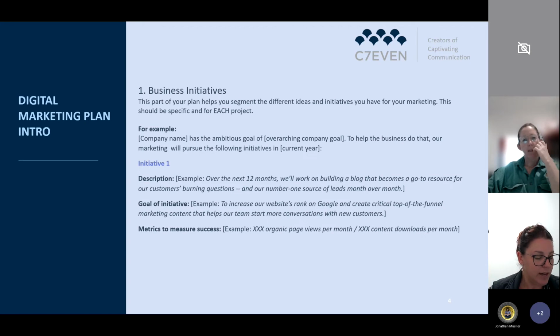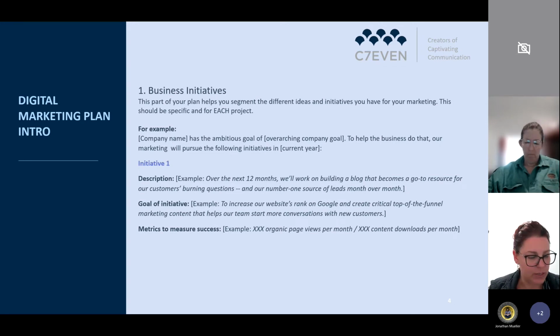And then how they would measure that would be organic views through to the website or however many content downloads they may have per month. So that's basically how you break down the initiative of just simply writing a blog. But you want to identify what is the reason for that blog.